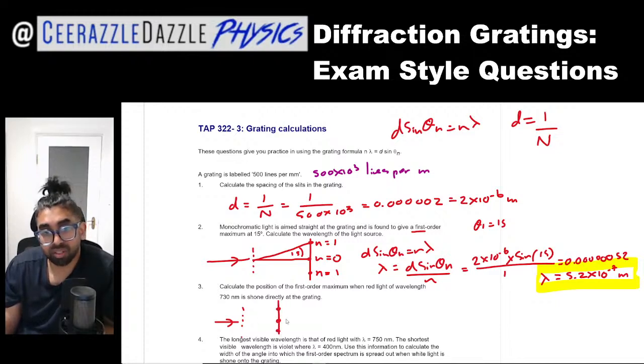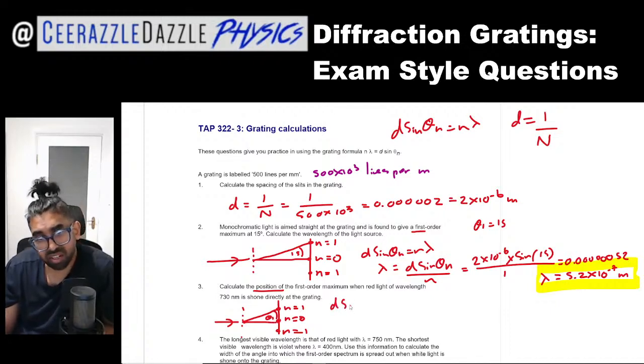There we go. Still the first order, so this is n is 0, n is 1, n is 1. So if it's asking for the position, it's actually asking for the angle. So it's really trying to get you to work out what theta 1 is here. What is that angle? So let's rearrange that formula.